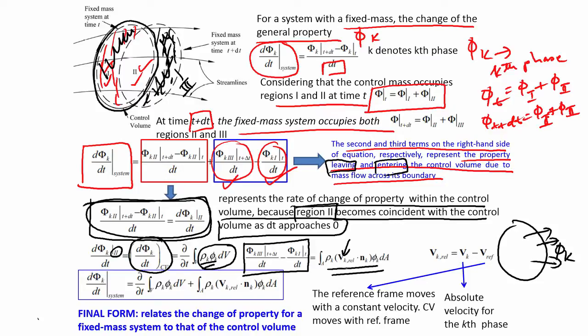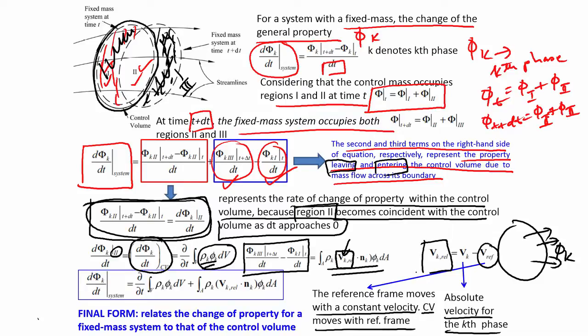And why have we written it as V relative? That is because let the reference frame move with a constant velocity and the control volume may move with the reference frame. Okay. So, if the reference frame velocity is equal to 0, this becomes the same as the absolute velocity for the kth phase. Otherwise, if the control volume is moving with the reference frame, we have to take that out. Okay. So, this is basically nothing but the V relative.